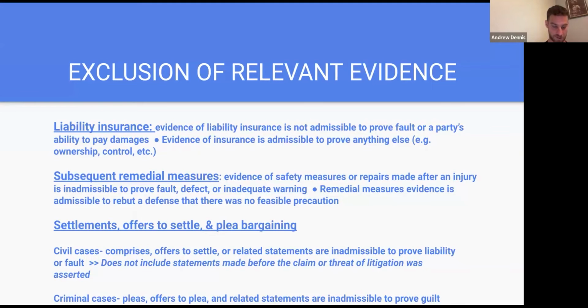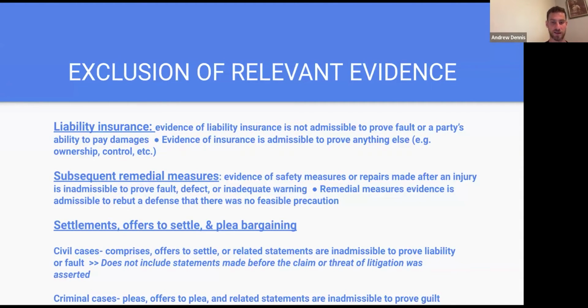Subsequent remedial measures. Evidence of safety measures or repairs made after an injury is inadmissible to prove fault, defect, or inadequate warning. Remedial measures evidence is admissible to rebut a defense that there was no feasible precaution. So that question I've seen before, where there is a product that leads to injury, and now they want to bring in evidence that it could have been designed another way, right? They can bring that in to show exactly that it could have been designed another way, not to show that in itself that means that it was faulty, but just to show that it was feasible to have been built with the precaution.